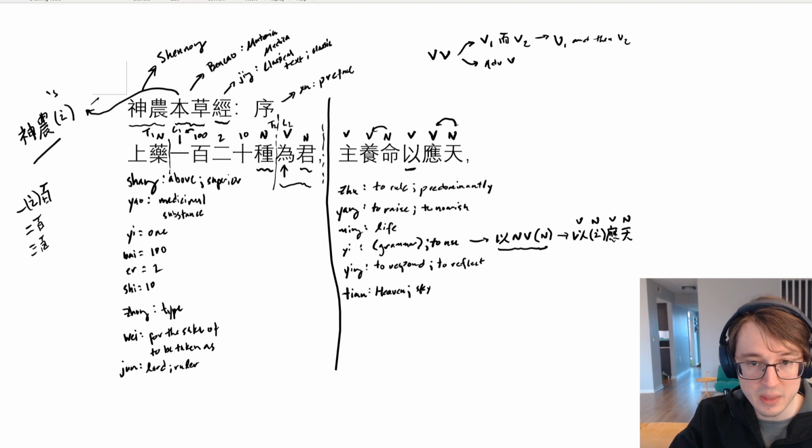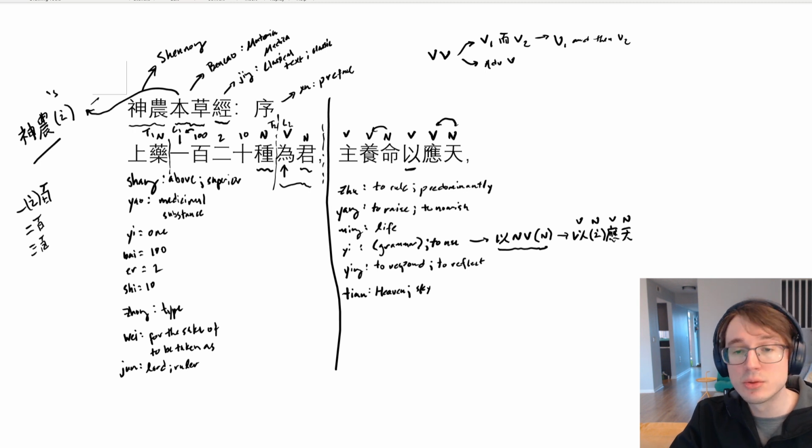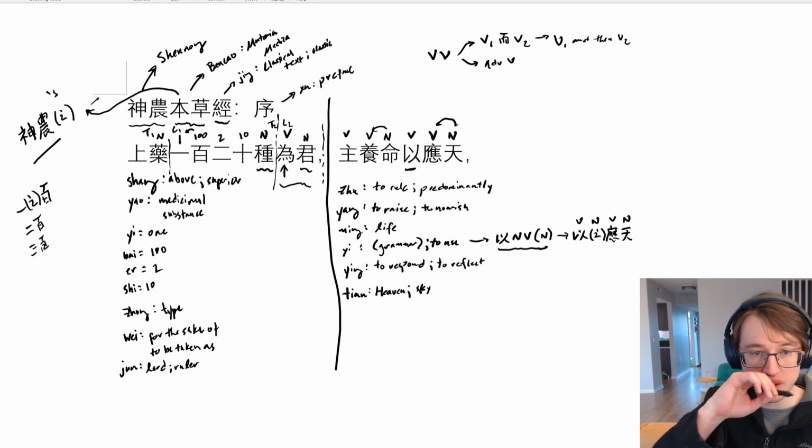So what does this all mean together? It is predominantly used to, or you can say, I think we shouldn't say use yet. We should just say predominantly it nourishes life and is used to respond to heaven, or is used as a way of reflecting heaven, something along those lines.